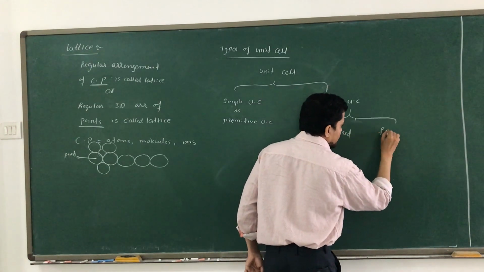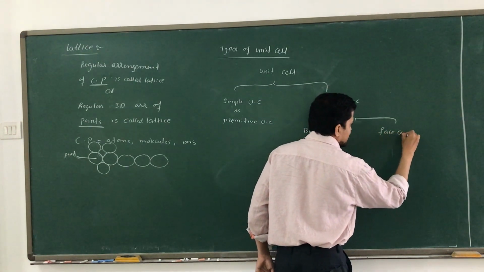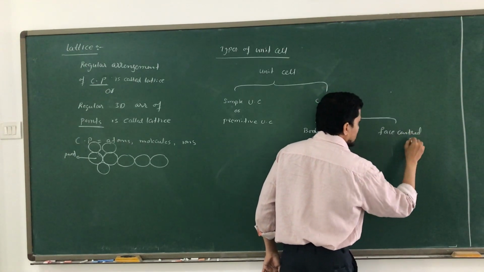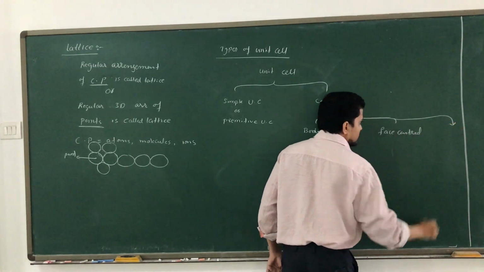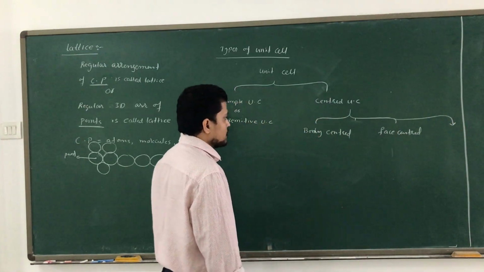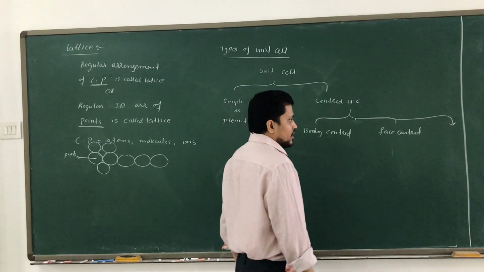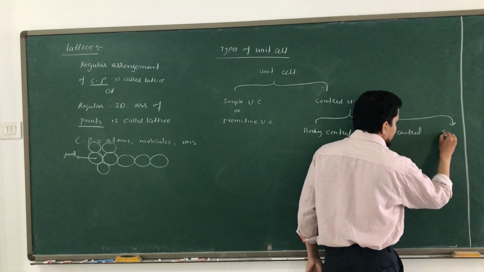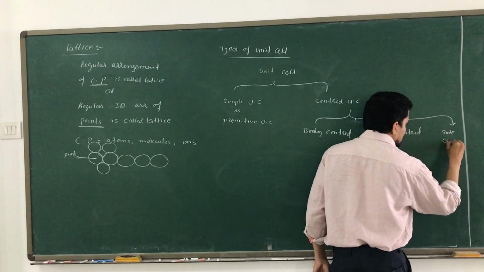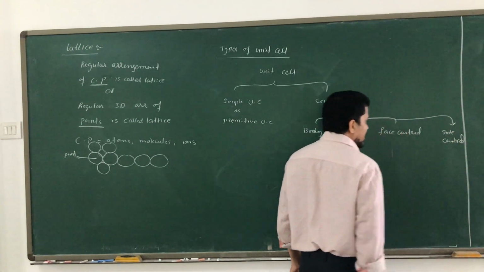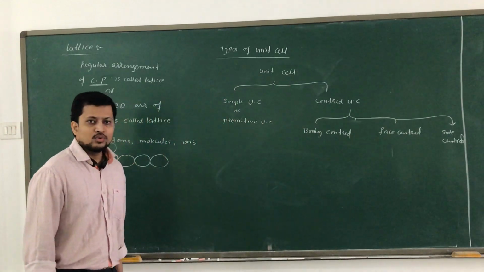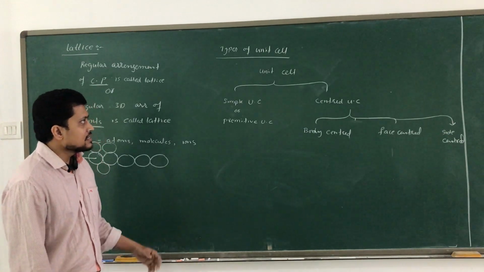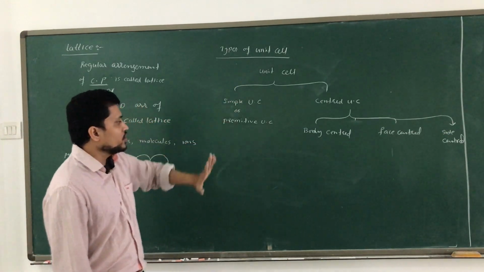Second one is face centered. And third one is side centered. Side centered, right? So any 2 side centered, right? Body centered, face centered, and side centered. So these are the types of unit cell we have.